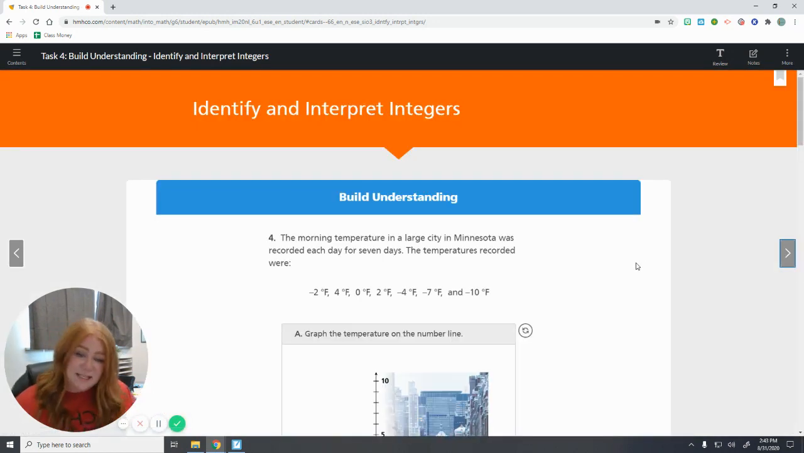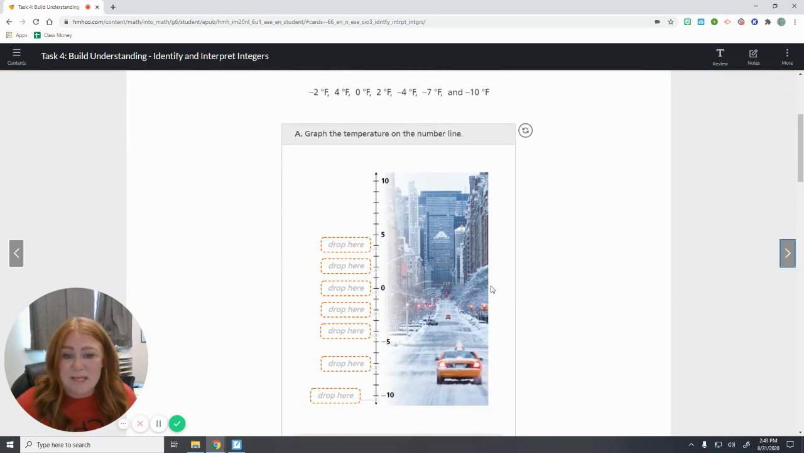Okay, our last task for today is about temperatures in a city. The morning temperature in a large city in Minnesota was recorded every day for 7 days, and you can see them here as follows. So we're going to take those and graph.